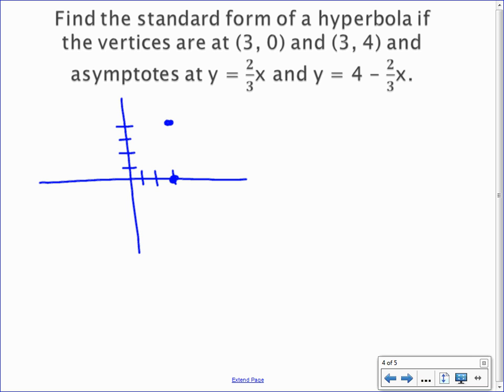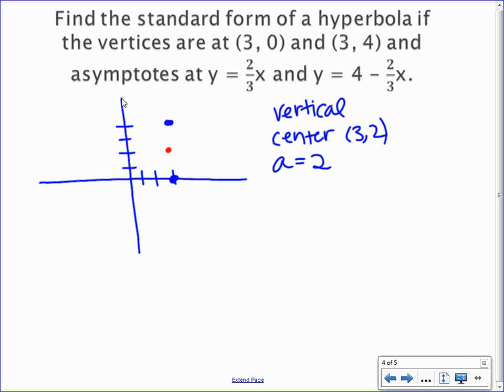Here are our vertex points. What kind of hyperbola do we have? Okay, what else do we know by just this picture? Our center is where? And A is 2. Okay, that's all we can get from the vertex.